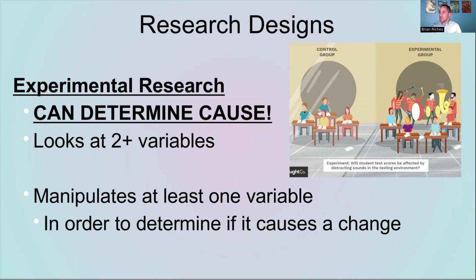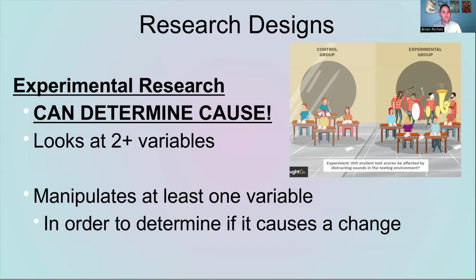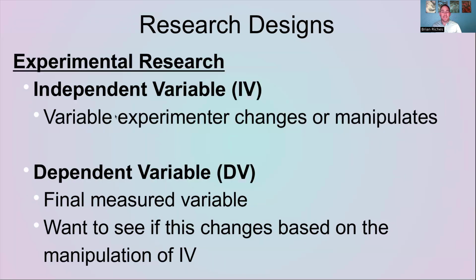We can have 2 variables here. We can have a variable of loudness of room and a test score. So we could put people in a quiet room, and then we could put another half of the class in a loud room, have them all take a test, let's say it's a math test, and see who does better. So these variables have names. An independent variable, or an IV, is the variable that the researcher changes or manipulates. So in this case, what did we change? What's different between these 2 groups? Well, the loudness of the room, right? So we've got a quiet room, we've got a loud room. The loudness of the room is the independent variable, the one that we as the researcher manipulated.